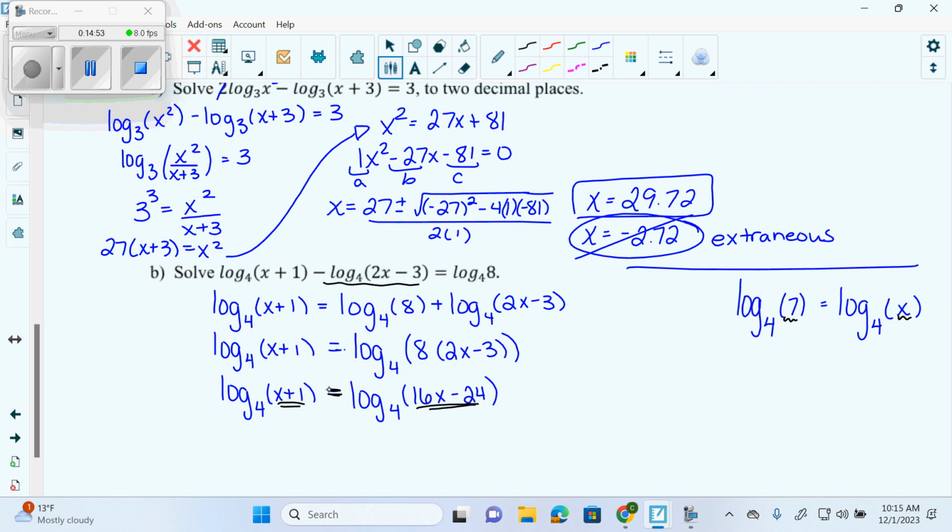If I have log base 4 of something equals log base 4 of something, those somethings have to equal. That's a true equal equation. So people are like, I just drop off the logs. No, you're not actually just dropping off the logs. You're setting what's beside the logs equal because that's a true statement. X plus 1 has to equal 16x minus 24 if this is a true equation.